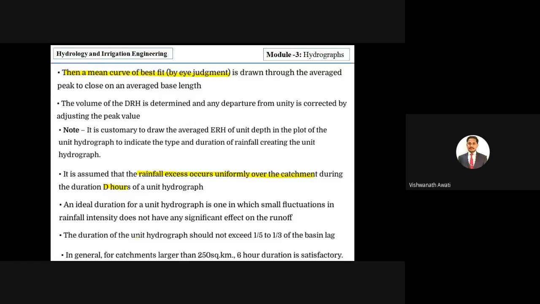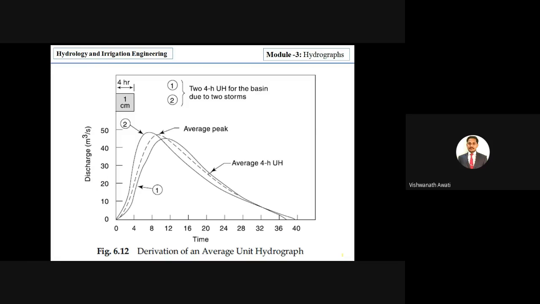Then the duration of the unit hydrograph should not exceed one-fifth to one-third of the base length. One-fifth to one-third of the base length. In general, for a catchment larger than 250 square kilometers, a 6-hour duration is satisfactory. Correct? So then we'll see the hydrographs.